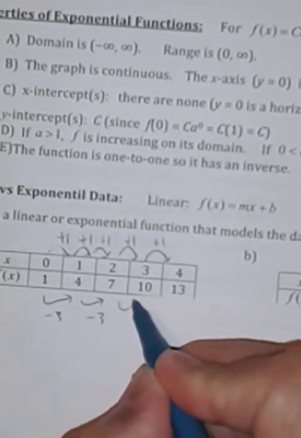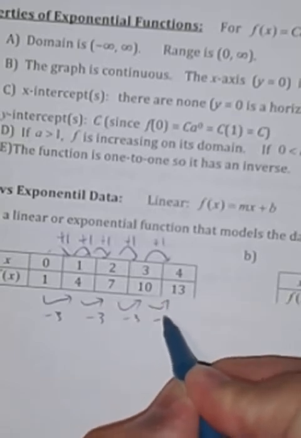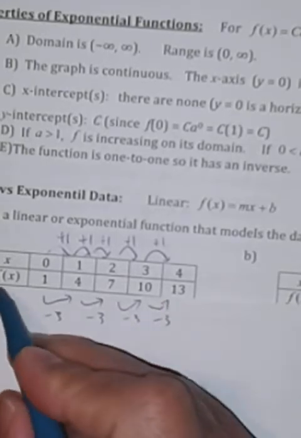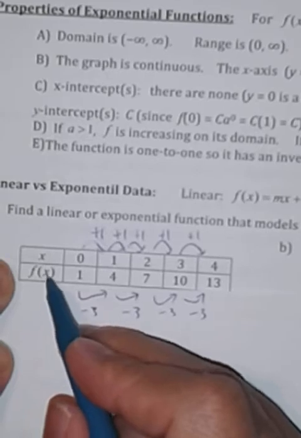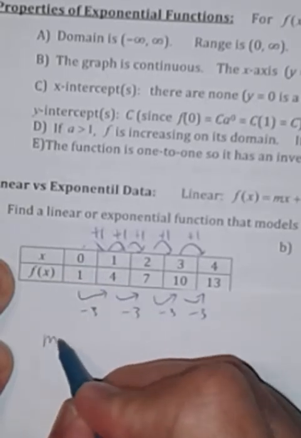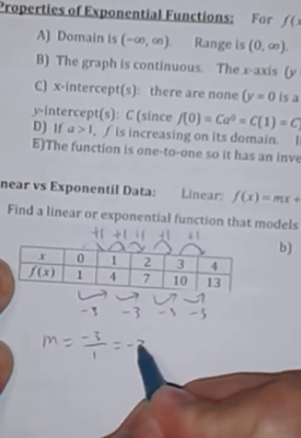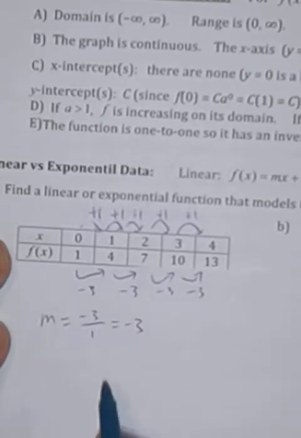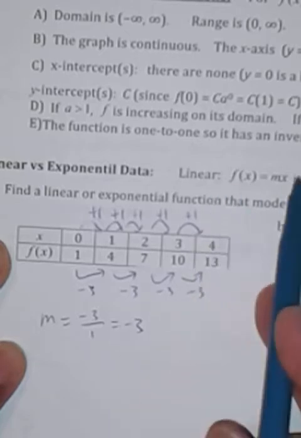Minus 3, minus 3, minus 3. So that remains consistent. The slope, remember, is the change in y over the change in x. So the slope is negative 3 over 1, which is negative 3. Okay, so that means this is linear, and we should be able to find an equation of this form.